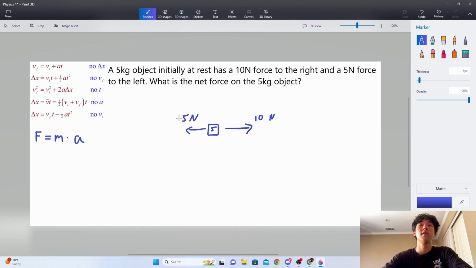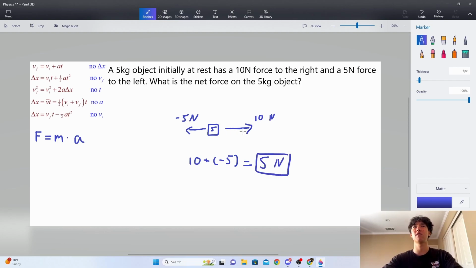Well, anything to the left or down is basically just a negative value, right? Sorry, that's a terrible negative sign. A negative value. So it's just, what's the net force? The net force is combining all the forces that are on an object. So 10 plus the negative 5, right? So just 10 minus 5 is equal to a positive 5 newtons.